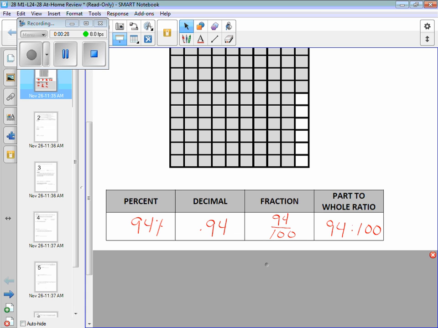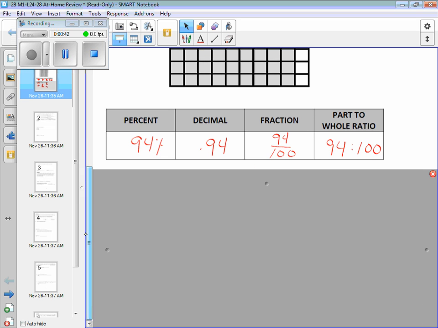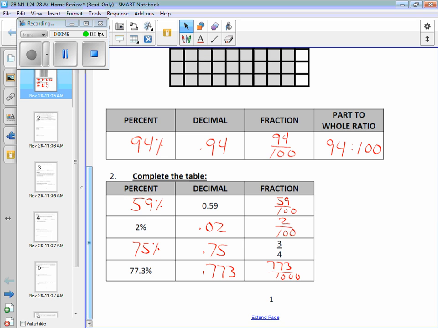A decimal equivalent being 0.94 or 94 hundredths. As a fraction, it's 94 over 100. And the part to whole ratio is 94 to 100. I'm just going to reveal the bottom half of the first page, kind of talk our way through some of the things that you just have to watch out for.